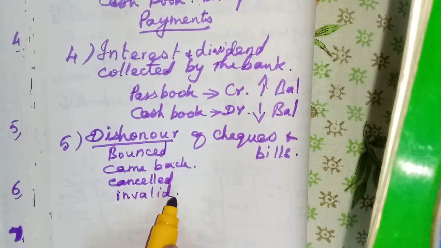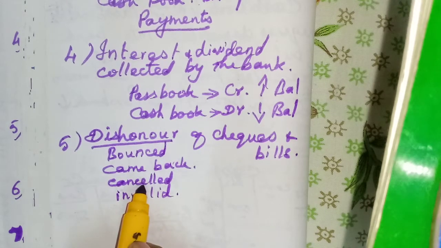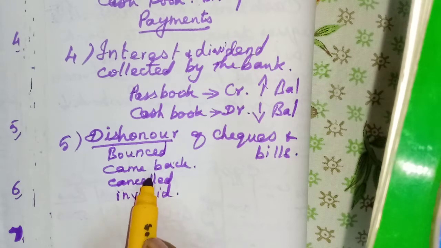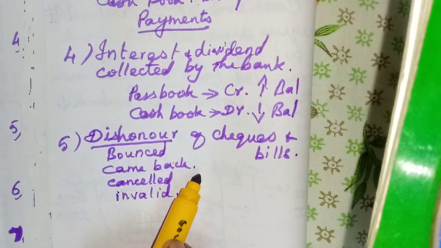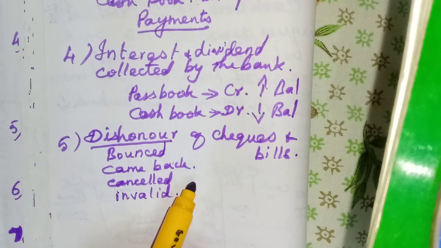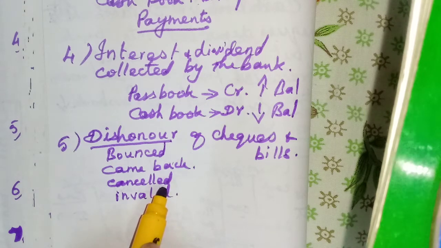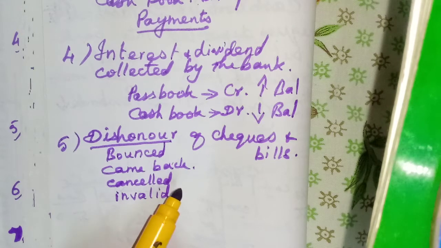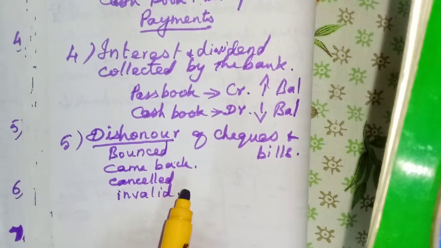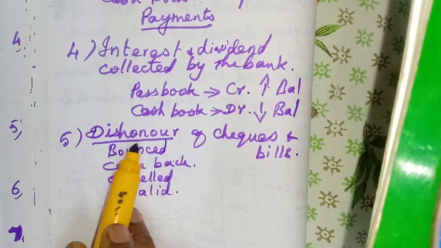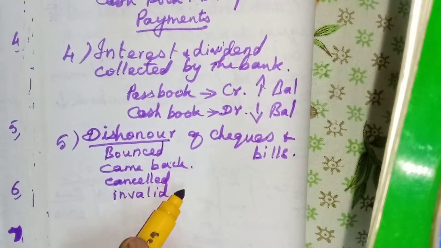Why is it becoming invalid, why is it cancelled, why does it come back, why is the check bounced? Because in that customer's account there may not be enough cash balance. The bank balance may not be there, that is why it is coming back. If he has enough balance in the bank account, only then can that bank debit that check. So if it comes back and becomes invalid, that is called dishonor of checks.